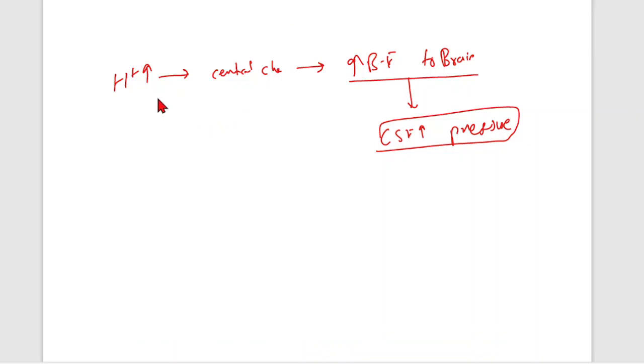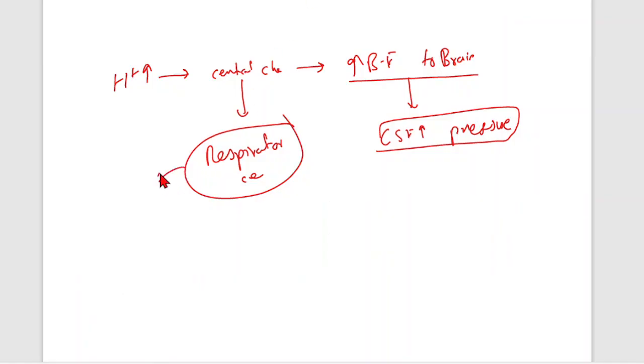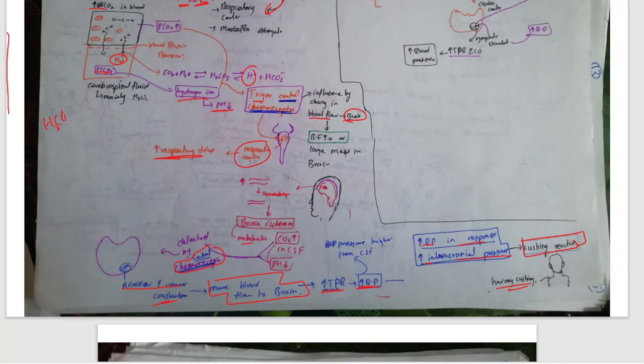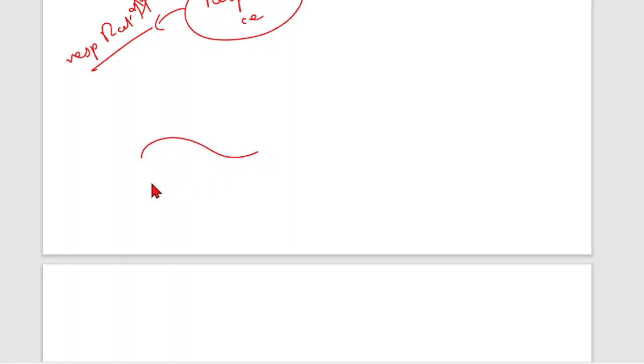Another is that the central chemoreceptor activates the respiratory center. When the respiratory center is activated, it increases the respiratory rate. So with this mechanism, what will happen? Respiratory rate is decreased. Another thing is, for example, this is your vein, this is the vein, artery. If this becomes constricted, what will happen? The brain goes toward ischemia. Brain ischemia happens. Less blood goes toward the brain tissues.